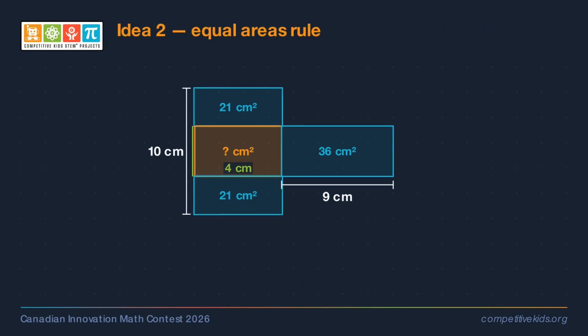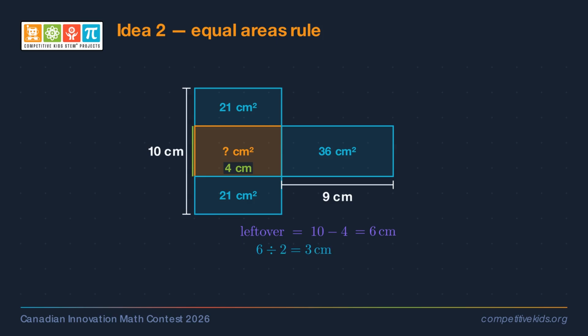Now look at the top and bottom. They are both 21 square centimeters, and they share the strip width. Equal areas plus a shared side means their other sides are equal too, so the top height and the bottom height match. The leftover height is 10 minus 4. That equals 6. Split it equally. Each one is 3 centimeters.